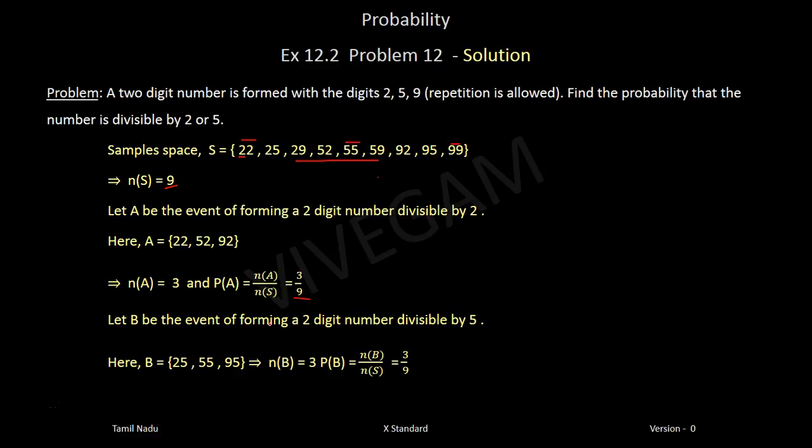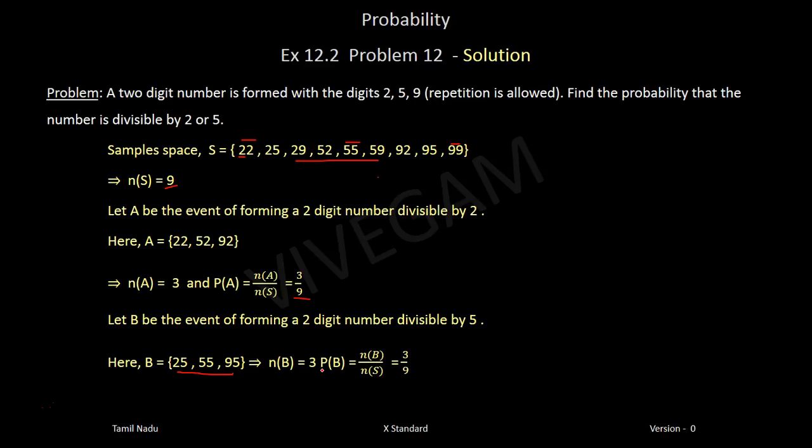Now let B be the event of forming a 2-digit number divisible by 5, because we want divisible by 2 or 5. So B will be the numbers divisible by 5. 22 is not divisible, so it will not go. 25 will go, right? 29, no. 52, no. 55 is divisible by 5, so it can be added. Then 59 will not go. 92 will not go. 95 will go. 99 will not go. So the 2-digit numbers divisible by 5 are in this list. How many are there? 1, 2, 3. So n of B is 3.